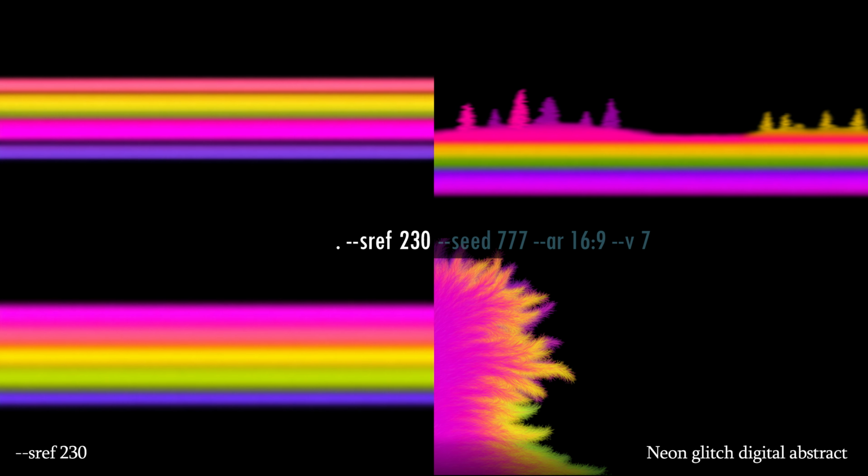230. Neon Glitch Digital Abstract. Bands of vivid neon pink, orange, yellow, and green blaze against deep black, creating a stark, high-energy contrast. The crisp horizontal gradients and sharp silhouettes give the style a bold, almost digital glow.